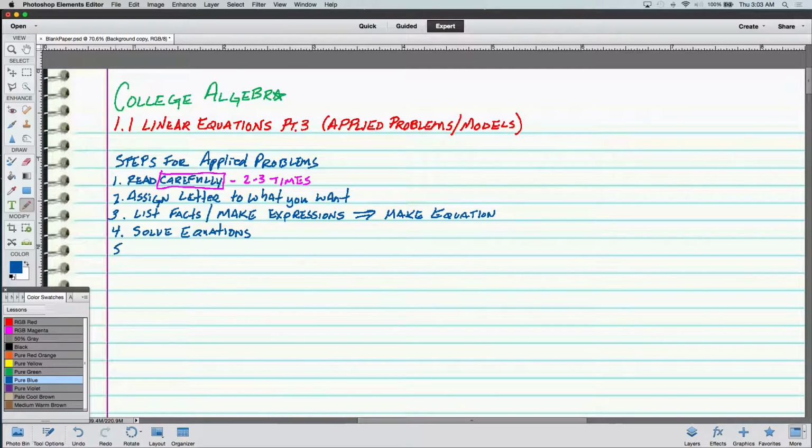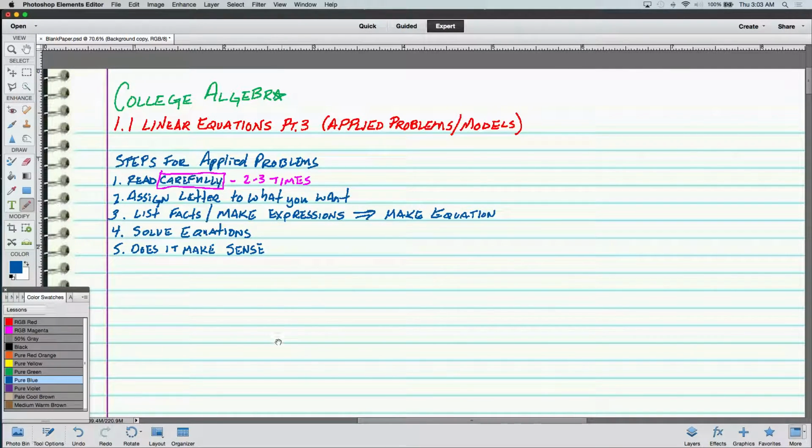And then step 5, does it make sense? Now, I don't want to say check your answer, because whatever answer you get, if you plug it back into your original equation, what if your original equation is wrong? That's why I say, does it make sense? Does your answer, what you got, make sense? Is it reasonable? And if it's not reasonable, and if it doesn't make sense, then you know that somewhere along the line you did something wrong.